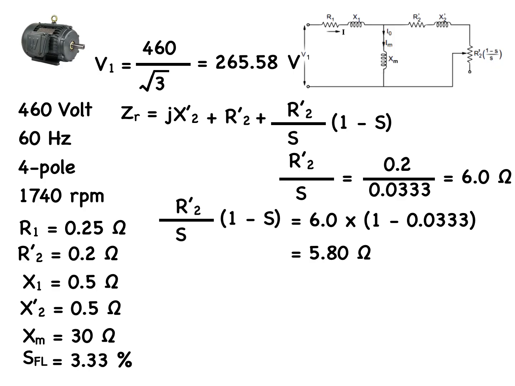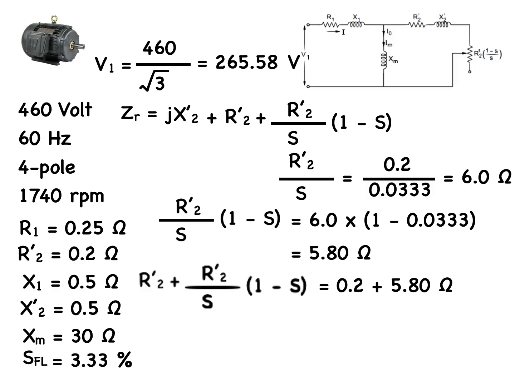Now let's expand out a little further and add R'2 to this quantity, which when solved gives us the real portion of the rotor impedance ZR, which is 0.2 plus 5.80 ohms. And we find that simplifies out to 6 ohms. Now let's add the reactive component jX'2 to that figure, and finally that works out to 6 plus j0.5 ohms.